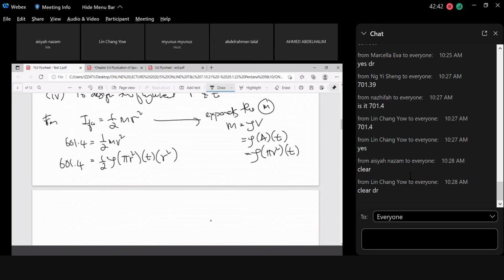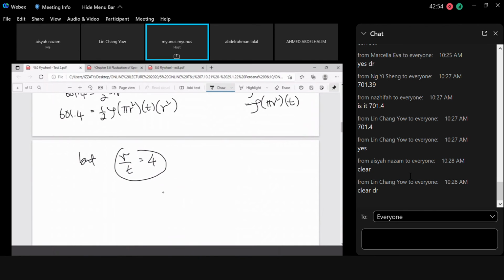But they provide you r by t is equal to 4, right? So take this one, put it in the equation. So what you have is 601.4 is equal to, you can put r or you can put t, it doesn't matter. You can put r is equal to 4t, or you can also put t is equal to r by 4. It's up to you, as long as the equation is correct when you manipulate or play around with the equation.